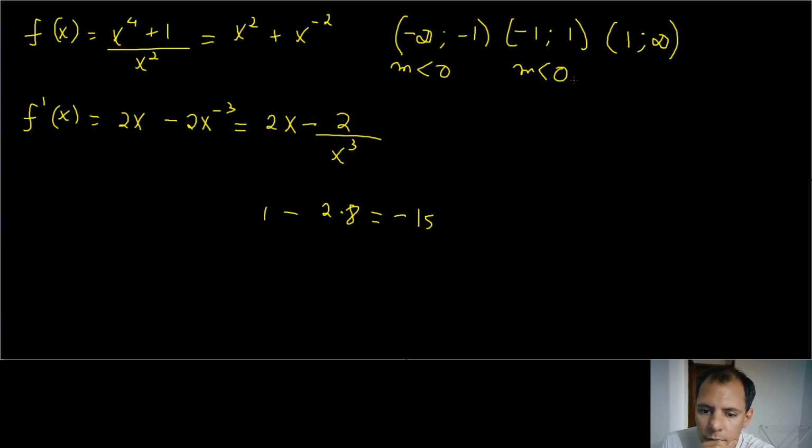And then I'm just going to plug in 2. Plugging in 2, you get a 4 minus 2 divided by 8, which is minus 1/4. So the sign in here is going to be positive. Let's see.